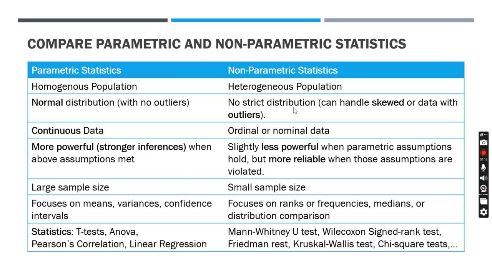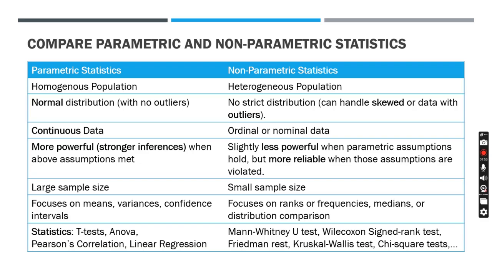But for non-parametric statistics, the population is heterogeneous. That means the characteristics of the population differ a lot. There is a lot of heterogeneity within the population. The good thing about non-parametric statistics is that it is not strict. We do not say that we have to use this type of distribution. It does not require a normal or skewed distribution. It can deal with normal distribution, skewed data, and also data with outliers.